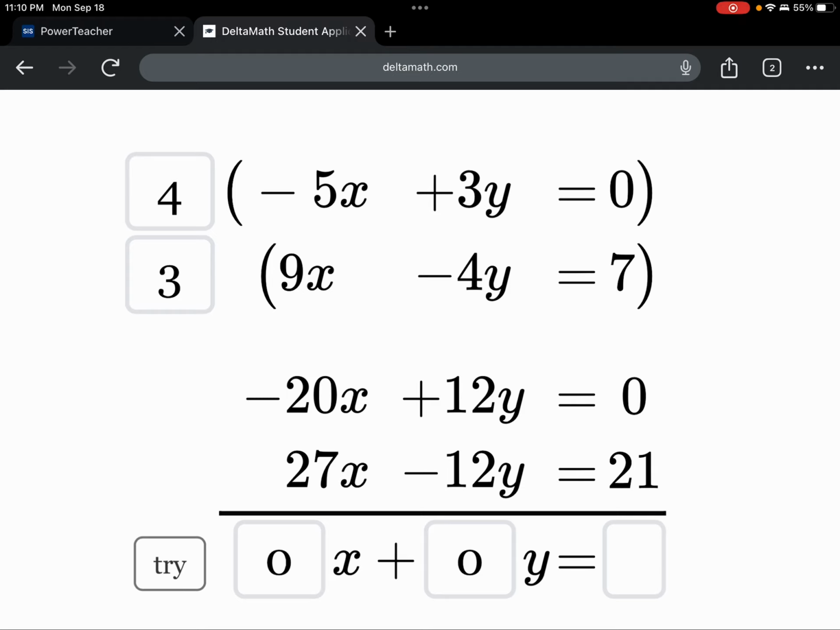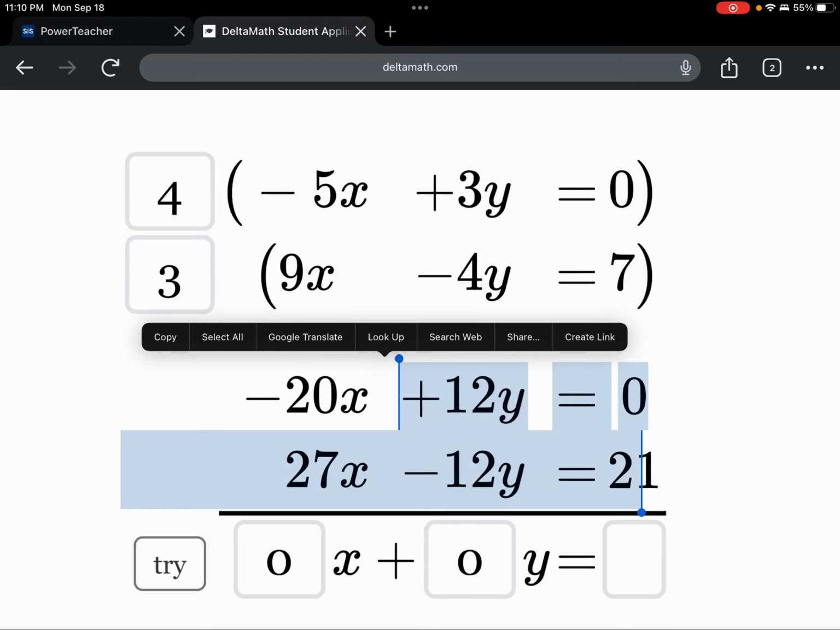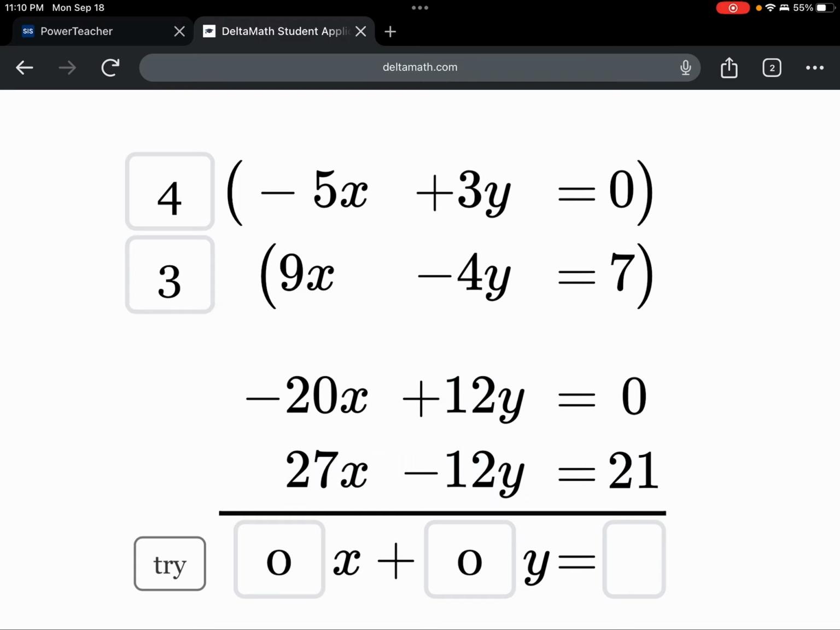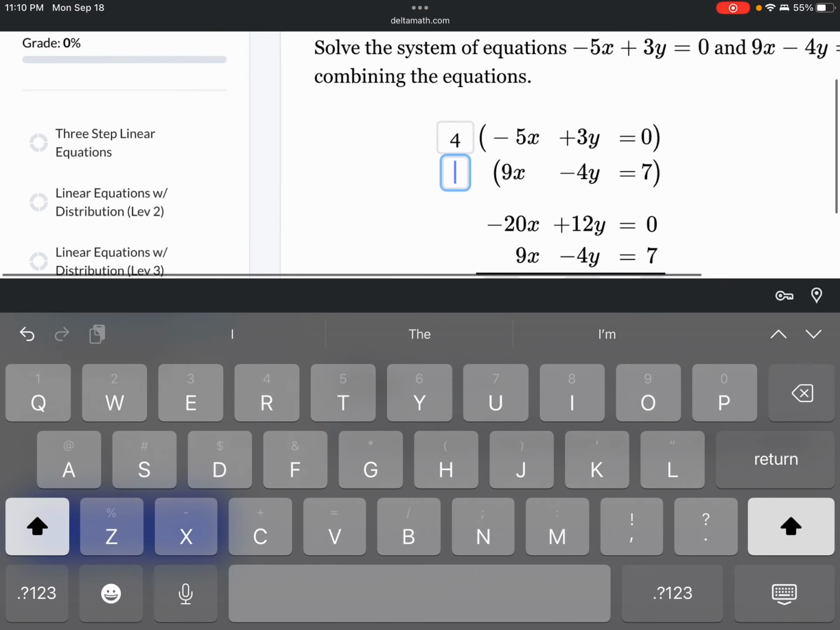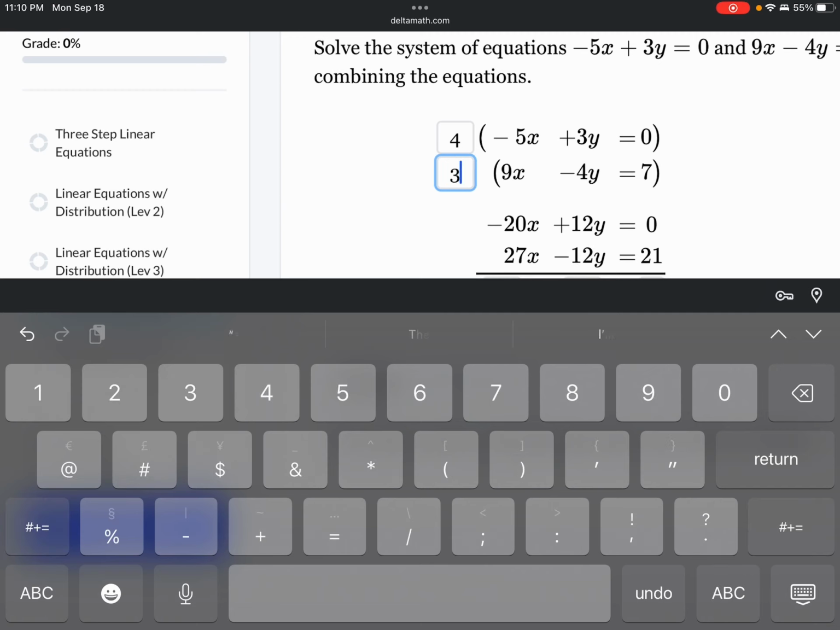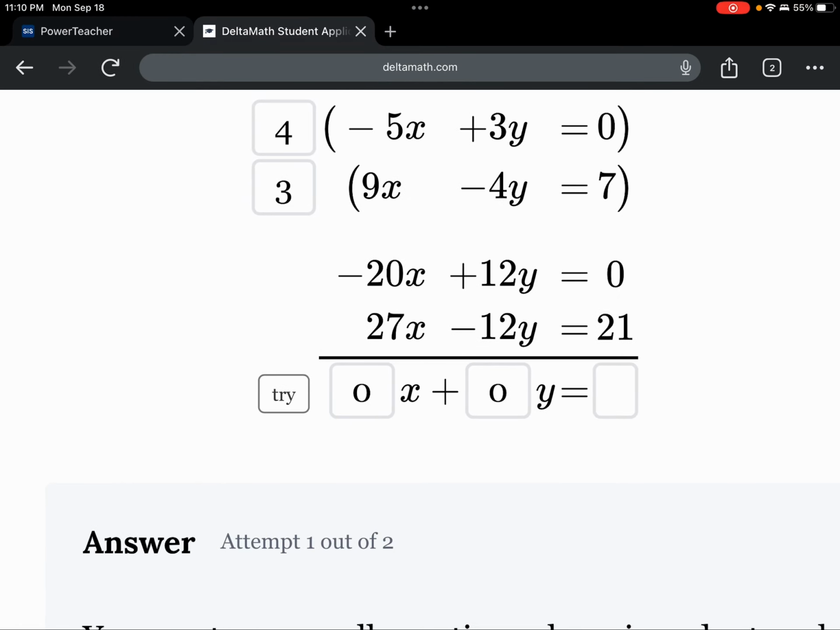Now I see in this second set of lines down here, I have a positive 12y, I have a negative 12y. Now what Delta Math isn't going to do, it did the math for you in terms of putting a number in this box and changing what those numbers were. It was 9x minus 4y equals 7. As soon as I type a 3, that bottom line is 27x minus 12y equals 21. It's not going to do the drawing or the math for you in these boxes. You'll have to put that in yourself.